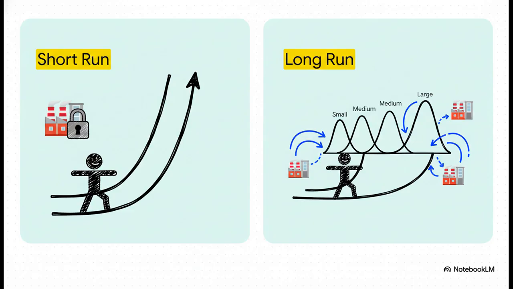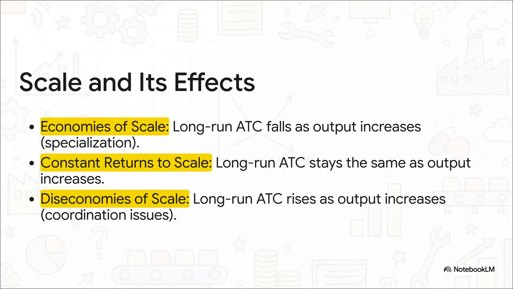Each of those steep U-shaped curves represents the short run, where you're stuck with a small, medium, or large factory. But in the long run, you have the flexibility to choose which factory size you want. The long-run average total cost curve, this flatter, wider U-shape here, is made up of the lowest points of all the possible short-run curves. It represents having total freedom to pick the perfect size for whatever amount you want to produce.